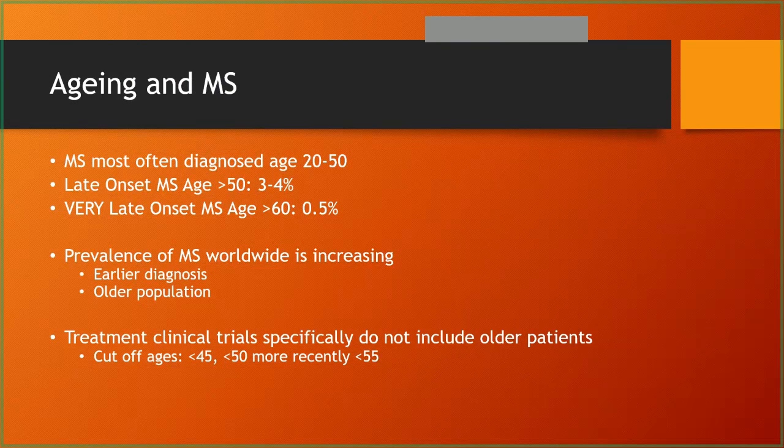One reason we don't understand that much about multiple sclerosis and aging and how to handle medications is that the clinical trials were ideally catching the people with the most active disease. So they initially excluded patients over age 45, then it went up to 50. More recently, some of the newer trials include up to 55, but we don't really have clinical trials in patients older than 50 typically.